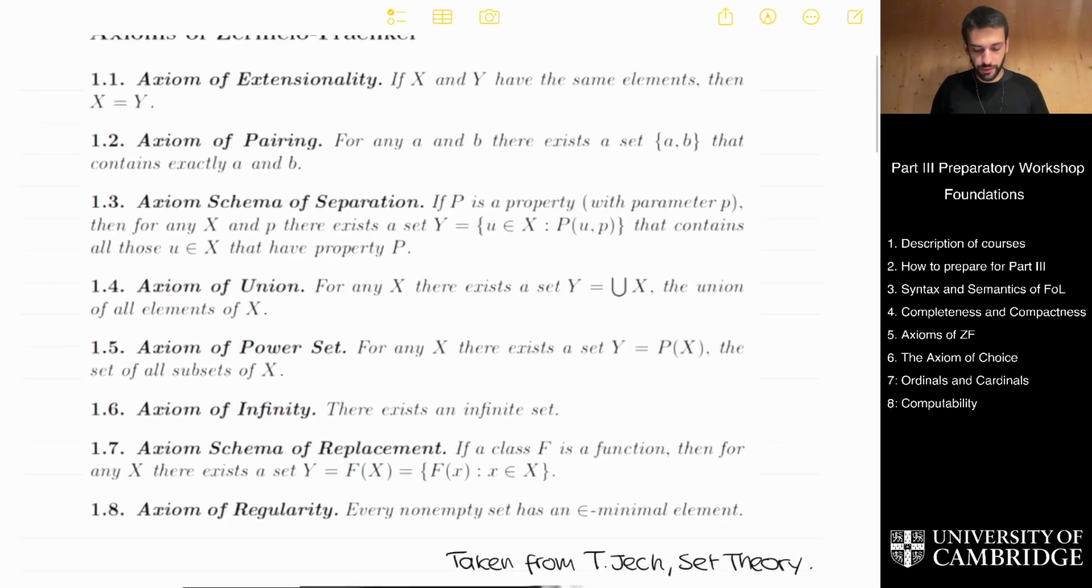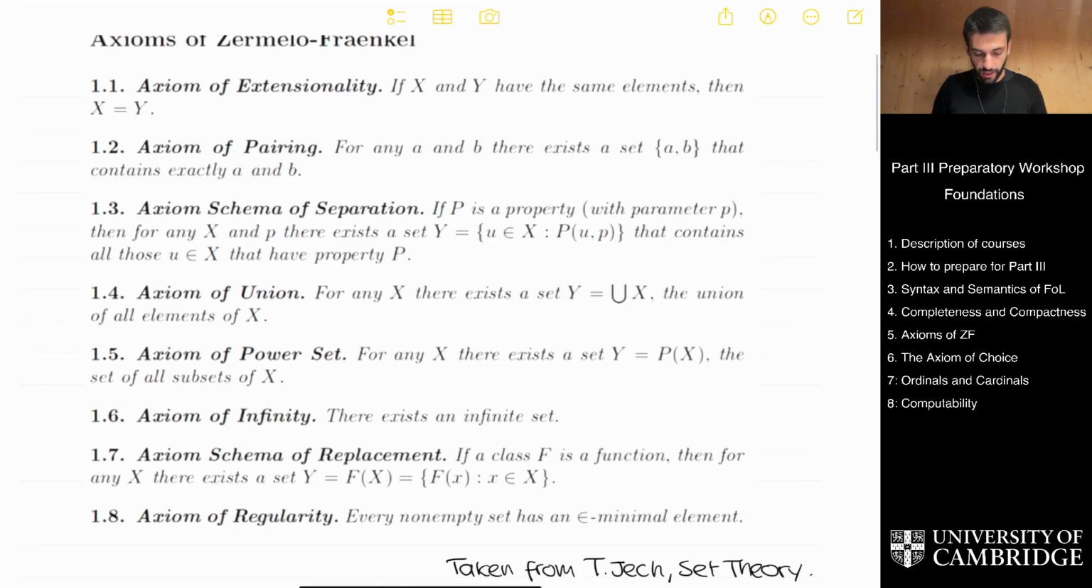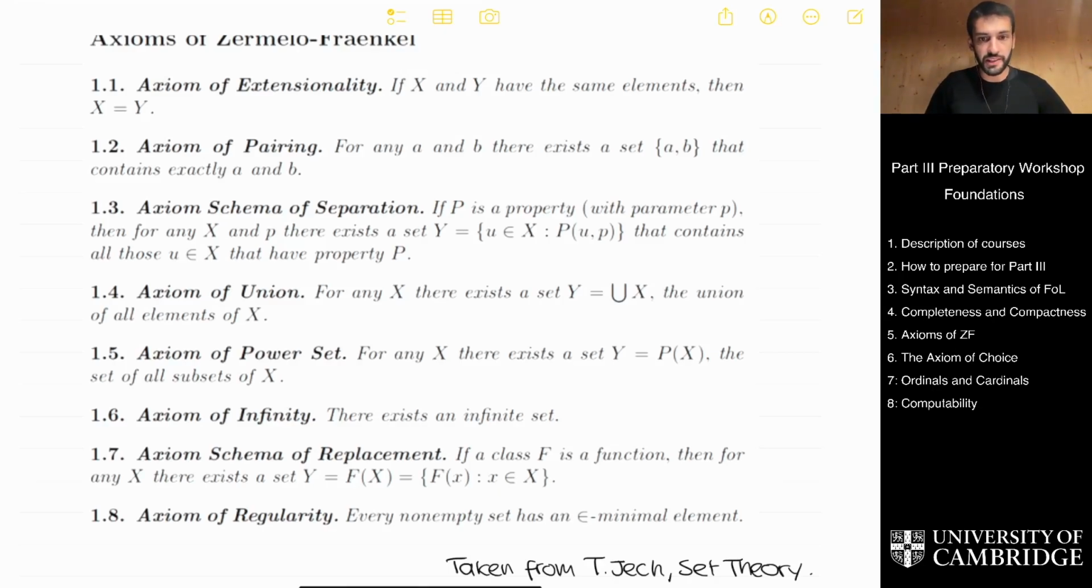Next, the axiom of union says that for any set X, there exists a set Y, which is the union of all elements of X. The axiom of power set says that for any set X, there exists a set Y, which is the set of all subsets of X. Next, the axiom of infinity says that there exists an infinite set.